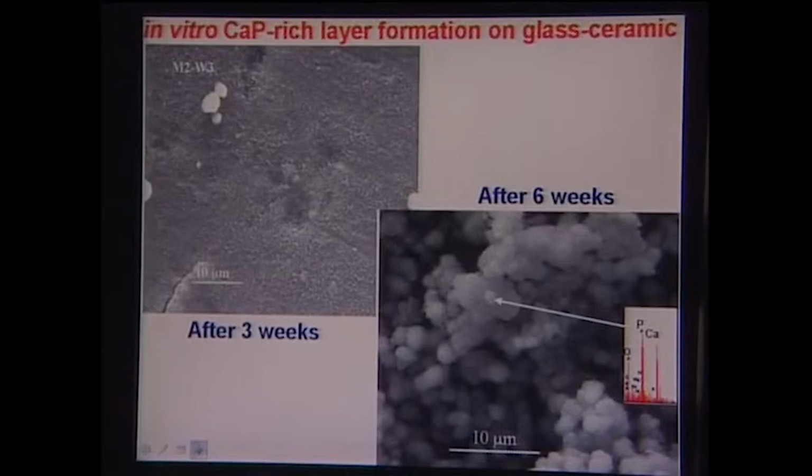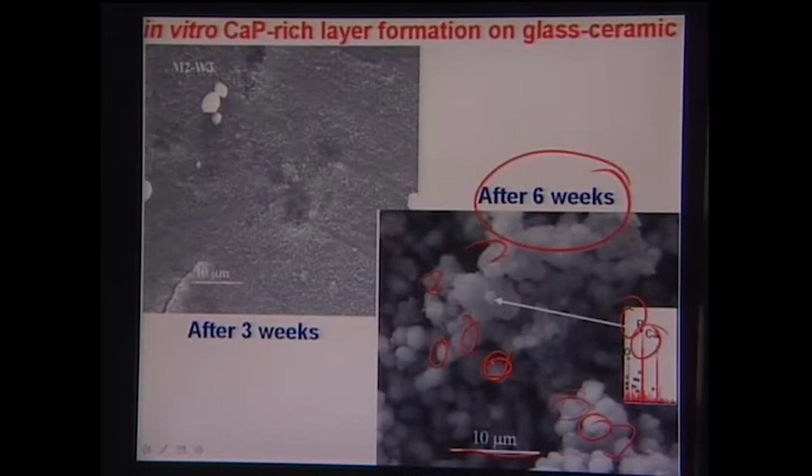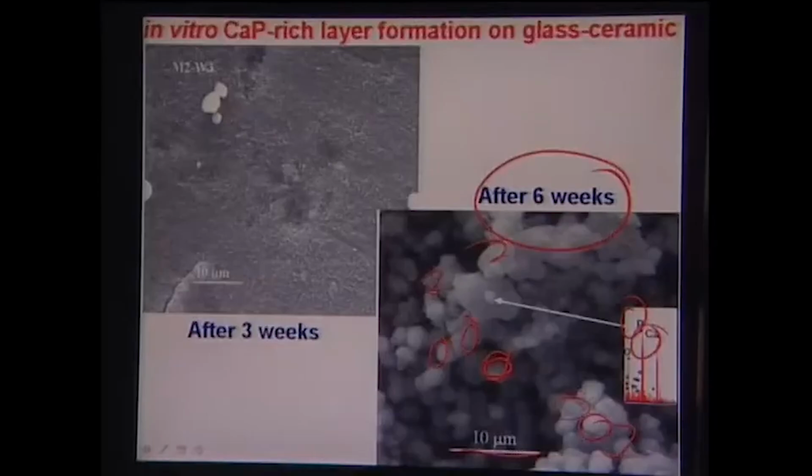Okay. For these materials we have done the biomineralization test, and after 6 weeks, what you see here is calcium phosphate rich layer formation. You can see that calcium and phosphorus peak very clearly, and this calcium phosphate rich dense layer forms as spherical aggregates, and these spheres are 2 microns in size or so. Then you can see they form a continuous layer here, and after 3 weeks also this calcium phosphate rich layer formation starts.